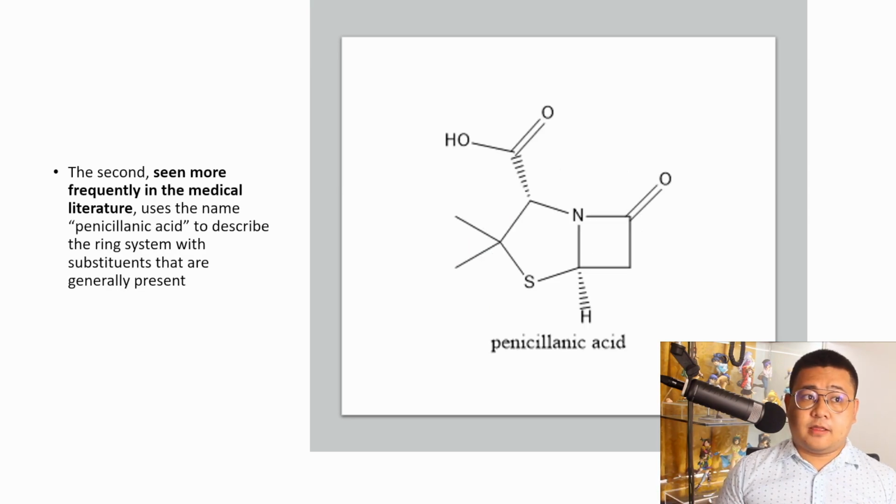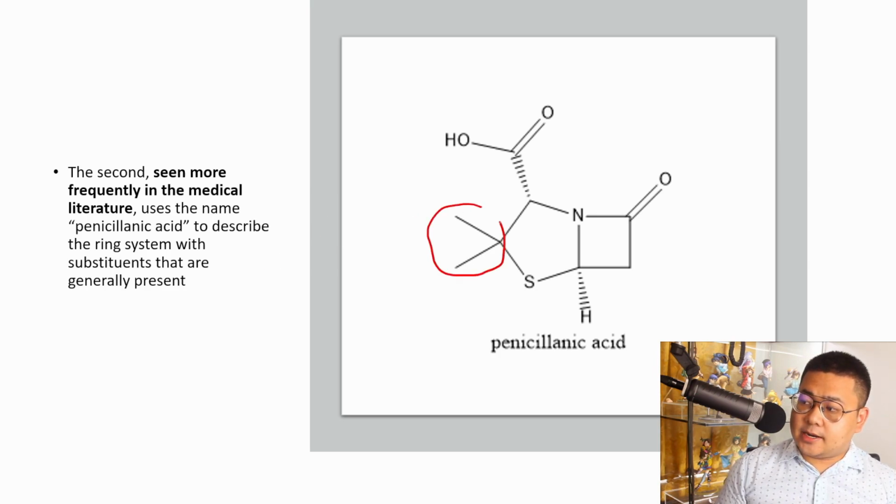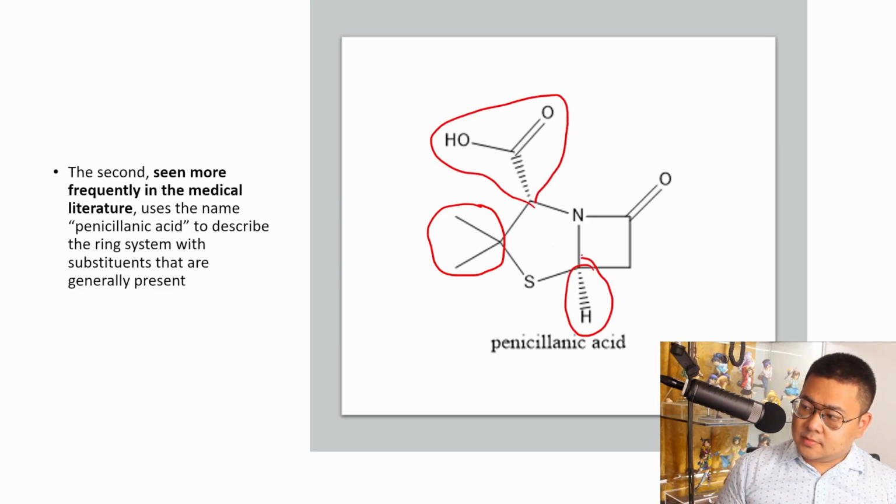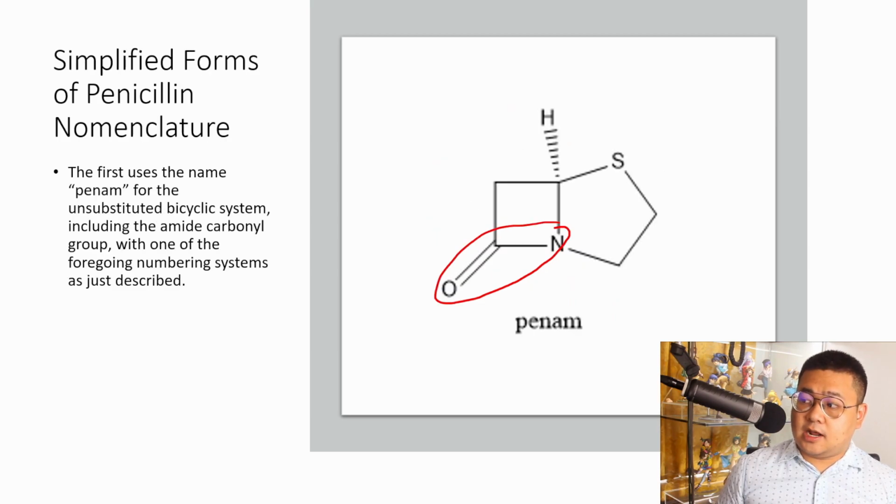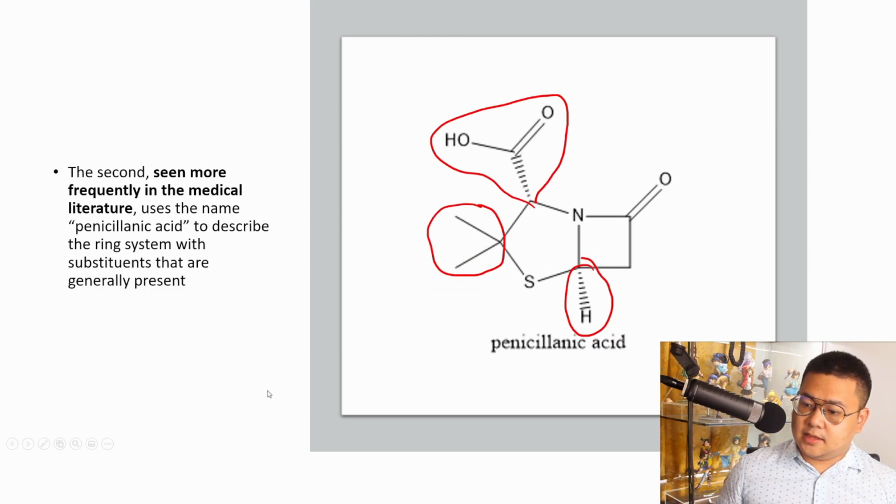Next, we also have the form more frequently seen in medical literature, which is penicillinic acid. This includes substituents in our PENAM ring. So these are now included. If we go back, those are not. Hydrogen is included in the PENAM ring. However, the dimethyl substituents and the carbonyl are not.